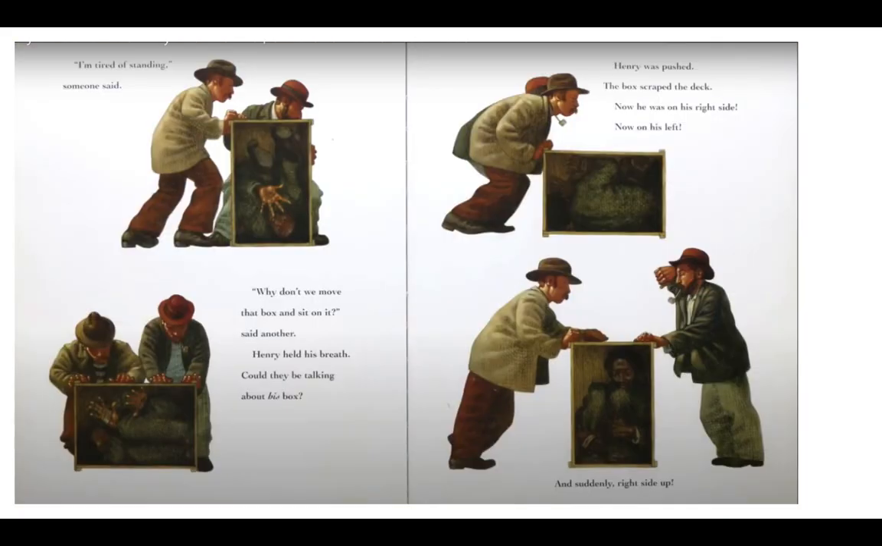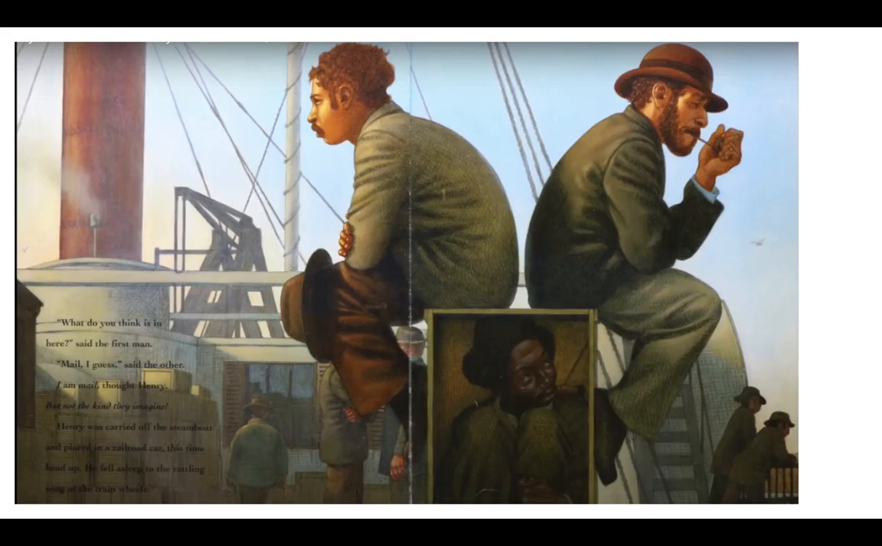Someone might hear him. "I'm tired of standing," someone said. "Why don't we move this box and sit on it?" said another. Henry held his breath. Could they be talking about his box? Henry was pushed. The box scraped the deck. Now he was on his right side, now on his left, and suddenly right side up. "What do you think is in here?" said the first man. "Mail, I guess," said the other. "I am mail," thought Henry, "but not the kind they imagine."